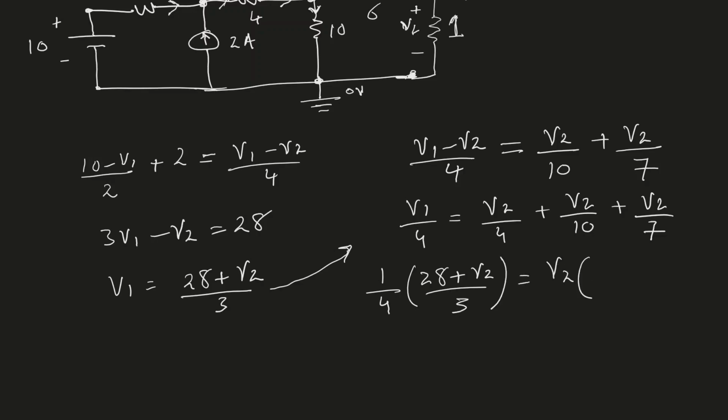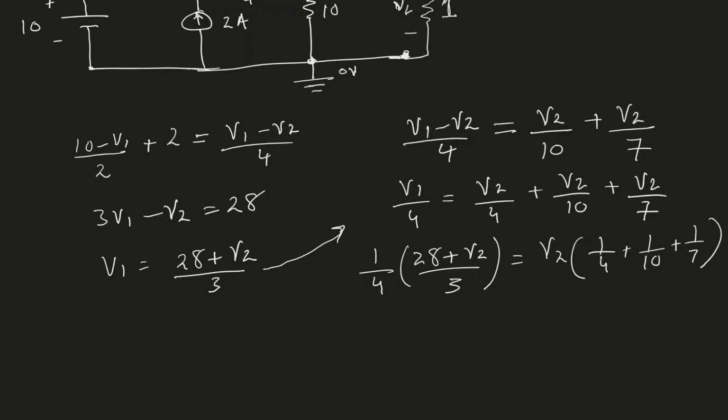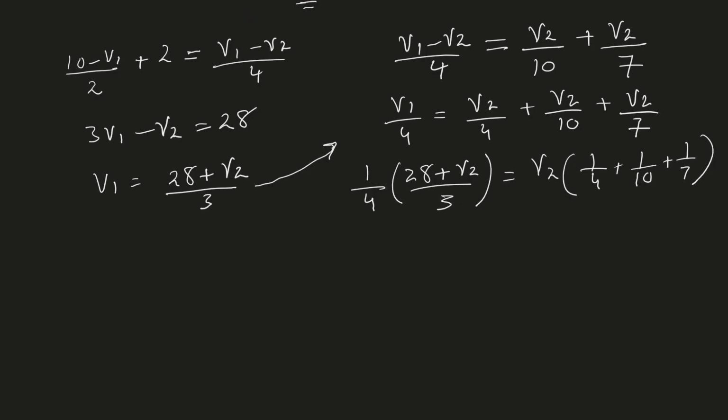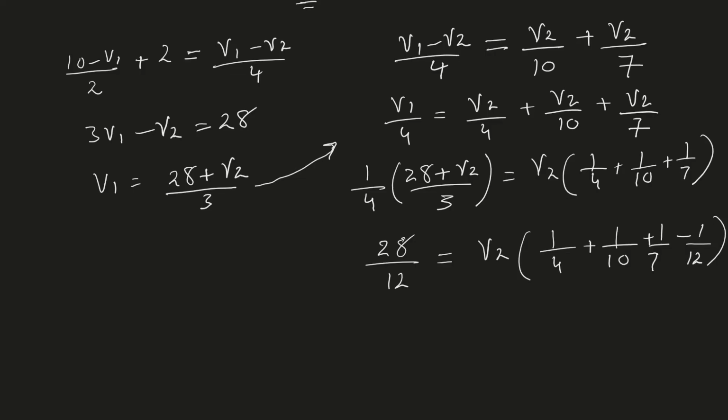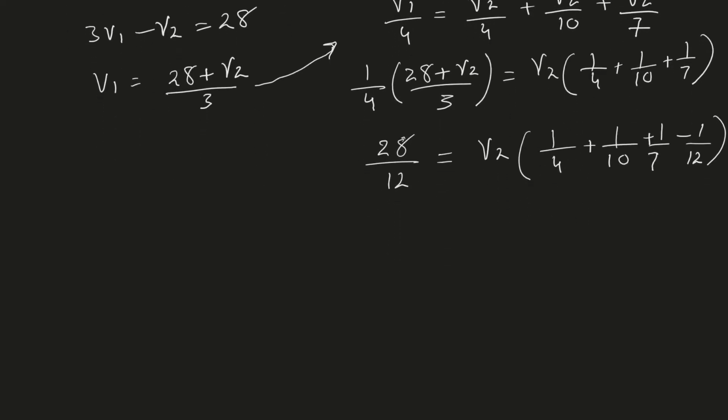And this is equal to V2 times 1 over 4 plus 1 over 10 plus 1 over 7. I took the V2 as a common factor out. And after solving and rearranging, we can now get 28 divided by 12 is equal to V2 times 1 over 4 plus 1 over 10 plus 1 over 7. And this from the left-hand side, if I take this to the right, this will become negative 1 over 12. And now we can find V2 from here.